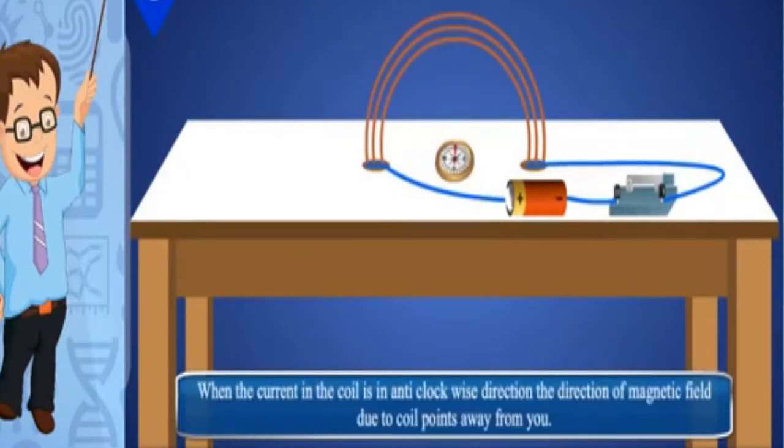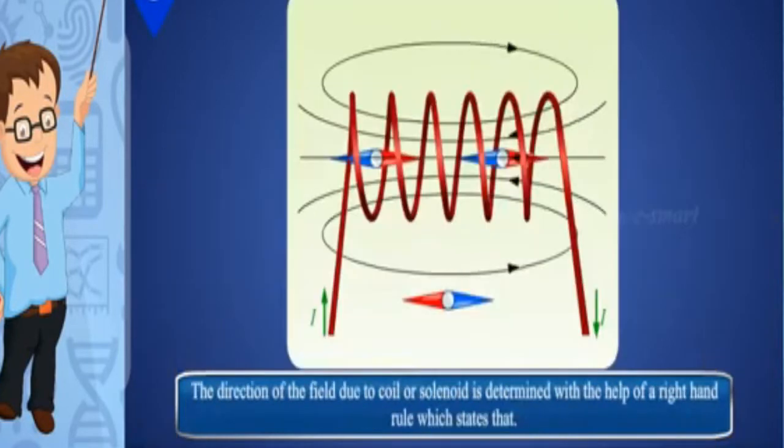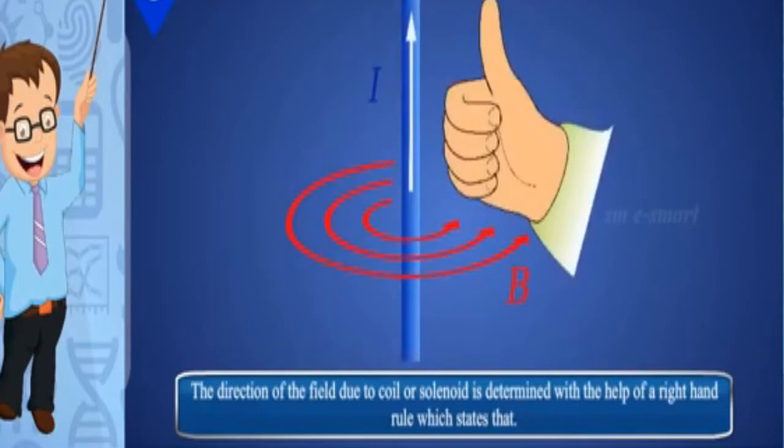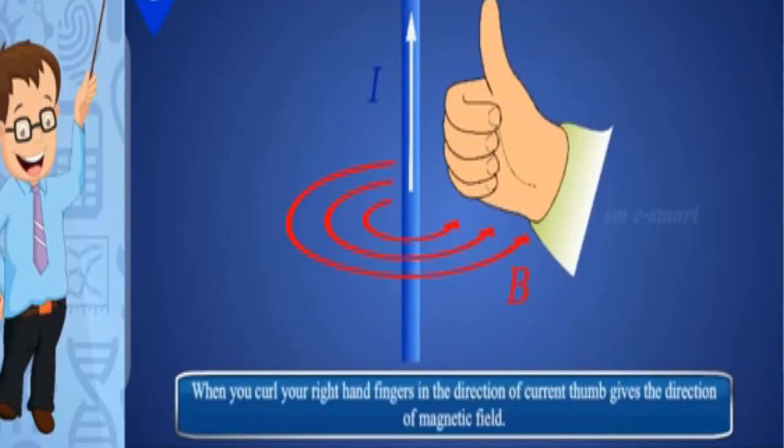When the current in the coil is in clockwise direction, the direction of the magnetic field due to the coil points away from you. The direction of the field due to a coil or solenoid is determined with the help of the right-hand rule, which states that when you curl your right-hand fingers in the direction of current, the thumb gives the direction of the magnetic field. Magnetic field due to a solenoid.